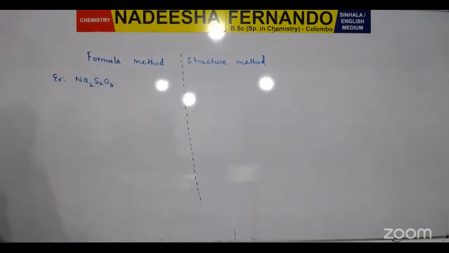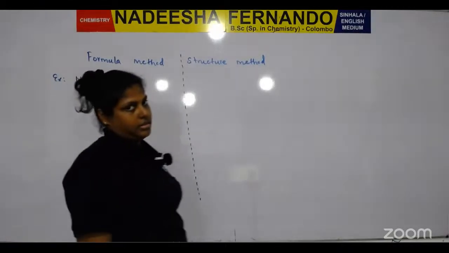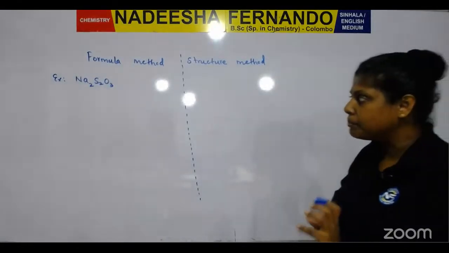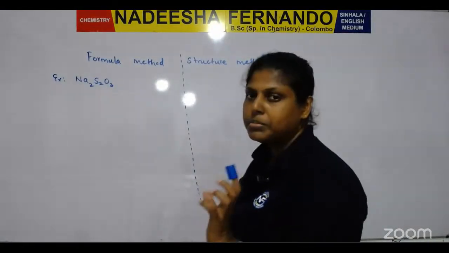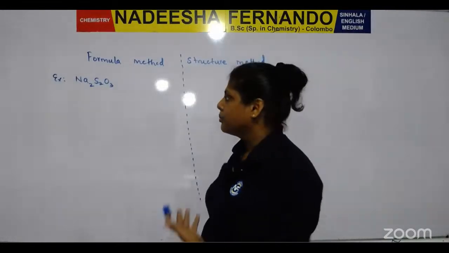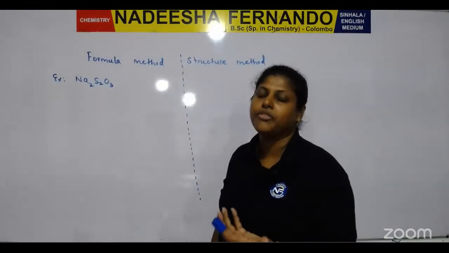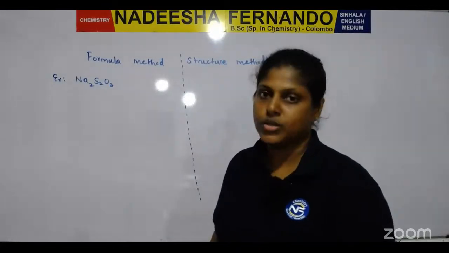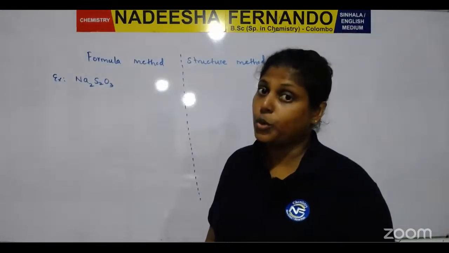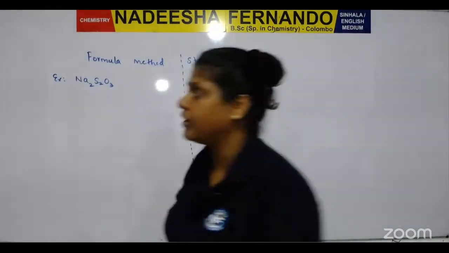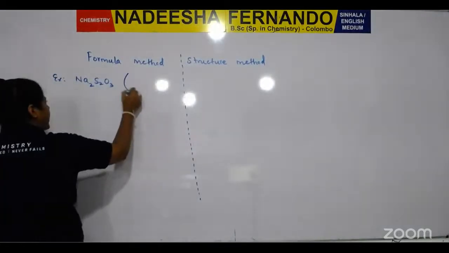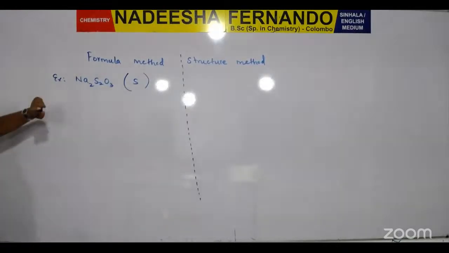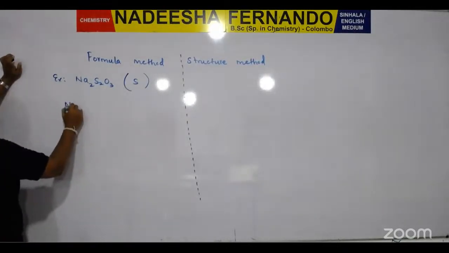thiosulfate. Sodium thiosulfate. I start with a little bit complicated examples, because you know how to get the oxidation number through the simple form. Sodium thiosulfate, Na2S2O3, we call sodium thiosulfate. You need to take the oxidation number of the sulfur. Right, according to the formula method, look at the board.